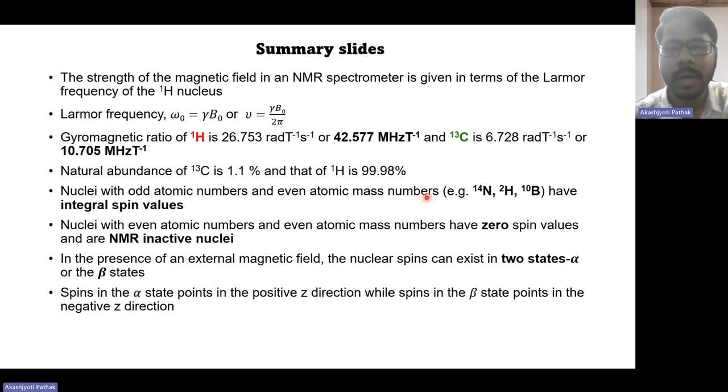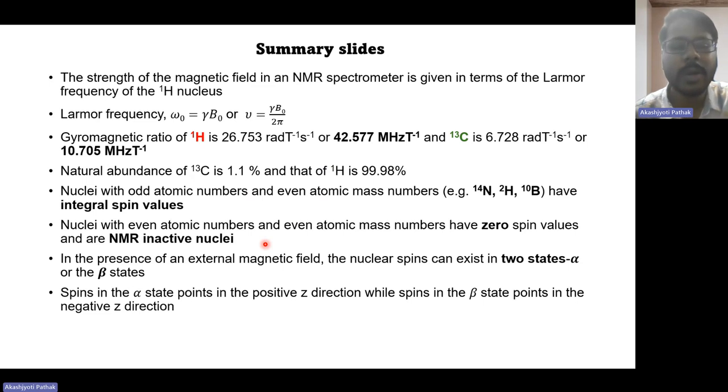For nuclei which have an odd atomic number and even atomic mass number, they have integral spin values. Integral spin values means they will have I equal to 1, 2, 3, 4, and so on. So that is the spin quantum number, or the value of I, for nuclei with odd atomic number and even atomic mass number.